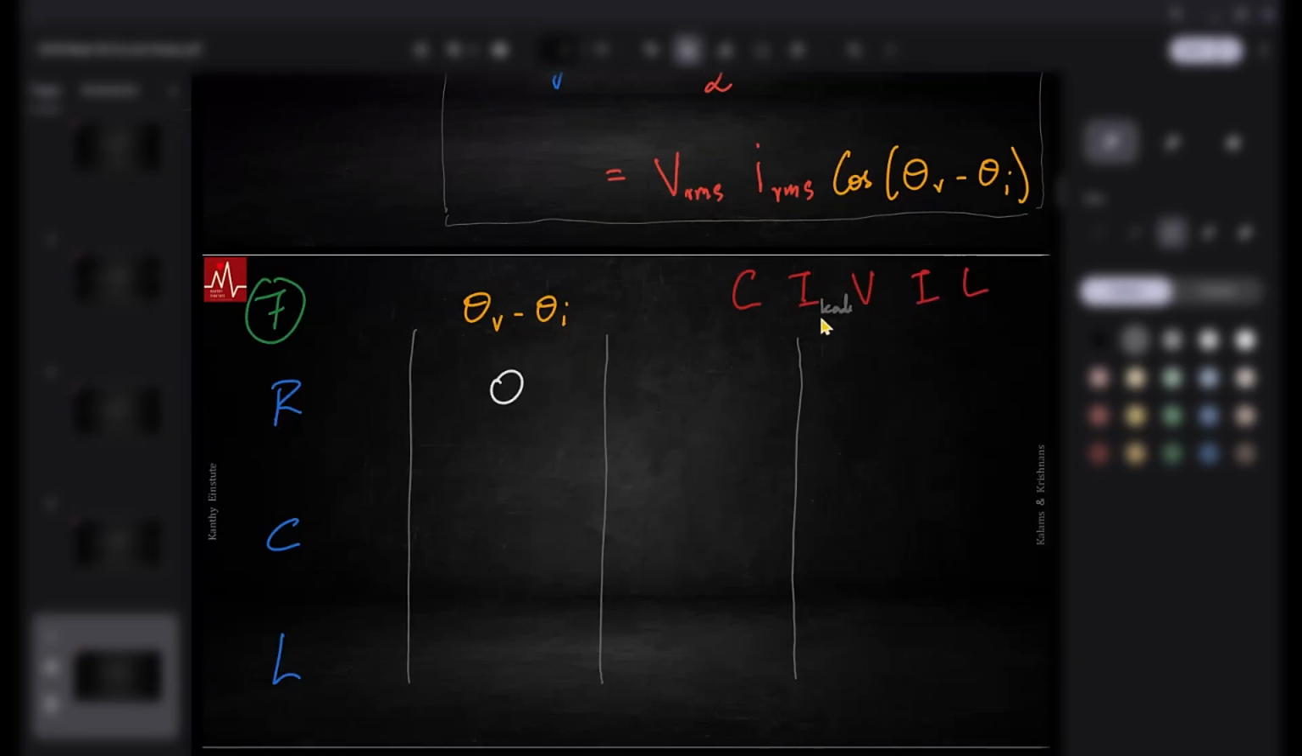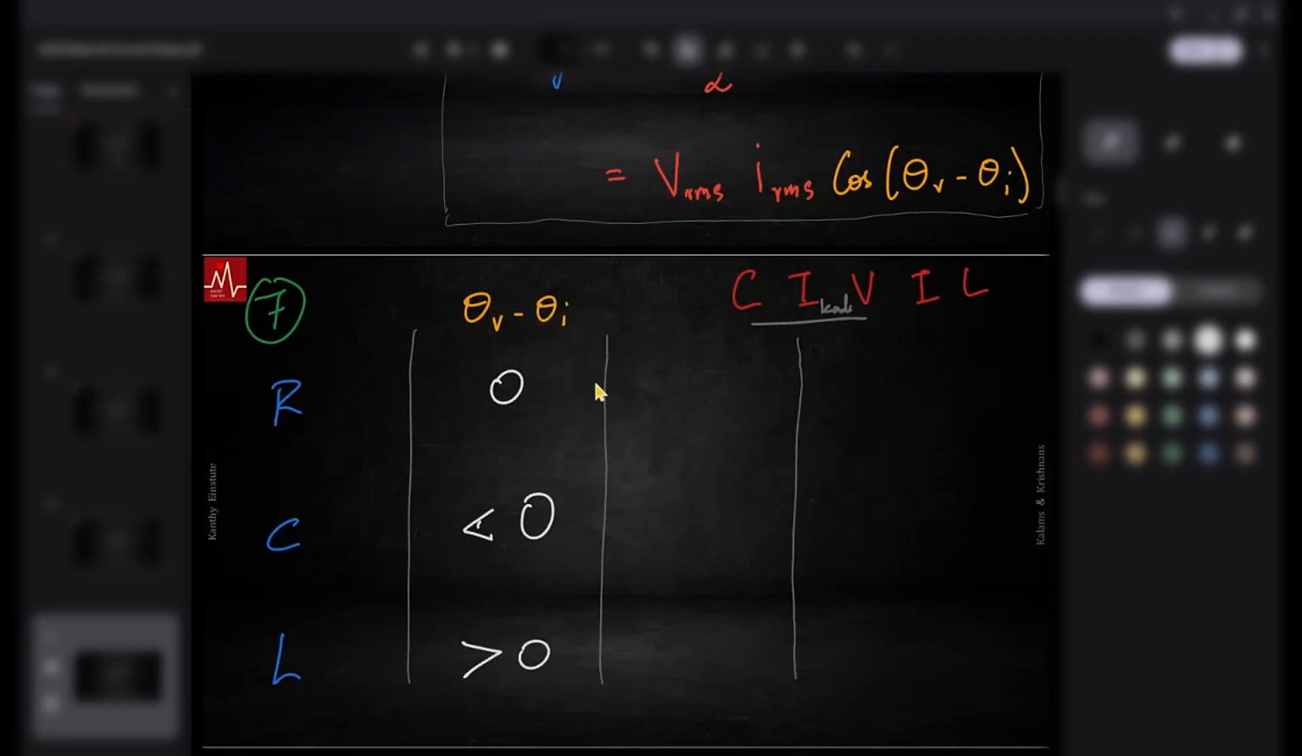So in this case, capacitor, current leads voltage. Theta I is higher. So this is less than 0 because current leads, theta I is the bigger number, theta V is smaller. So the difference is less than 0. The inductor does the other way around. Current lags.